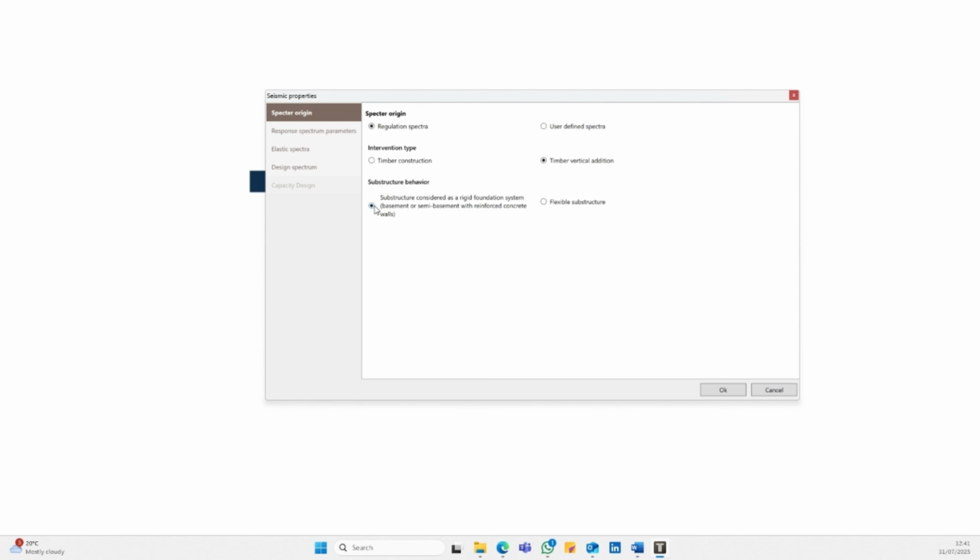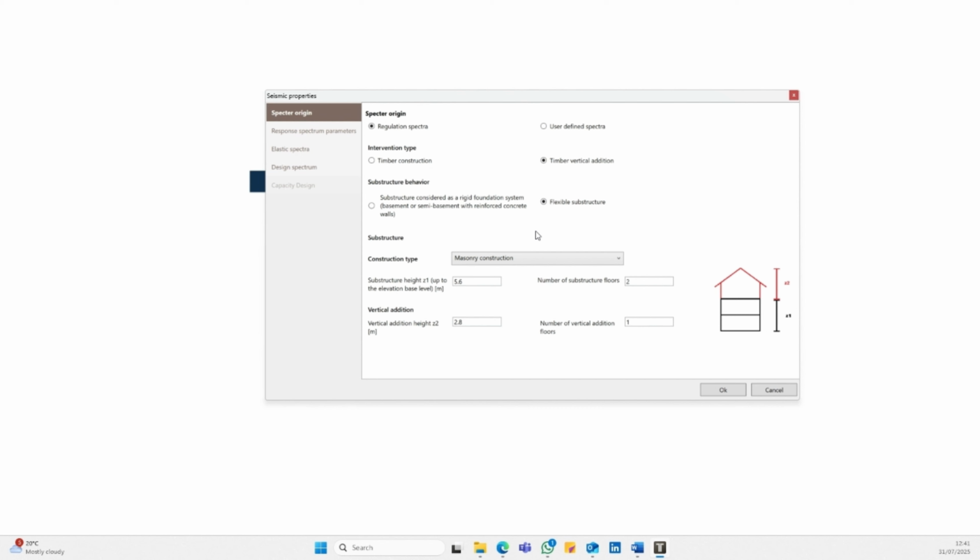For the substructure, we need to decide how it behaves during an earthquake. There are 2 possibilities: a rigid foundation system, which means the base is strong and doesn't move much, or a flexible substructure, which can bend or shift when the ground shakes. If we go with a flexible substructure, we need to give more details. What's the construction type? It could be masonry, steel, or a timber frame. What's the height and number of floors? We need this for both the existing substructure and the new vertical addition.